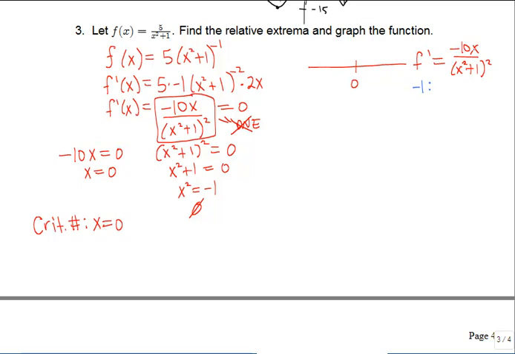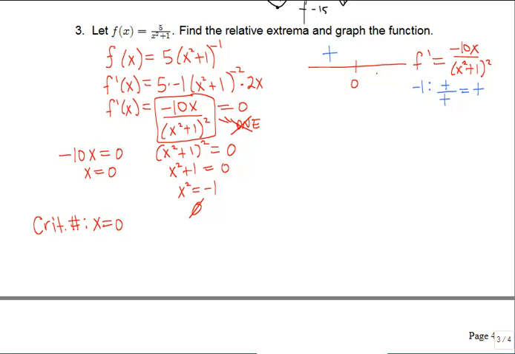-10 times a -1 would be a +10. And notice that denominator, no matter what you plug in for x, you're going to square it, and then you're going to add 1 to that, and then you're going to square that again. So that is always a positive value. There's nothing you could plug in down here that would ever make this become negative because of that outer square. So that denominator is always positive. So we get a plus over a plus, which stays plus. So this is positive.